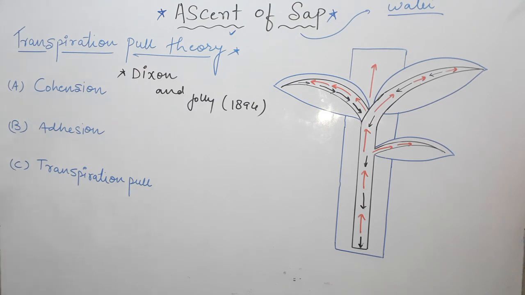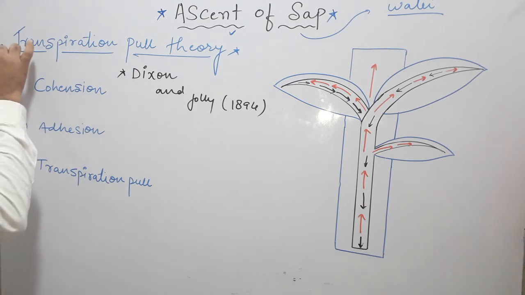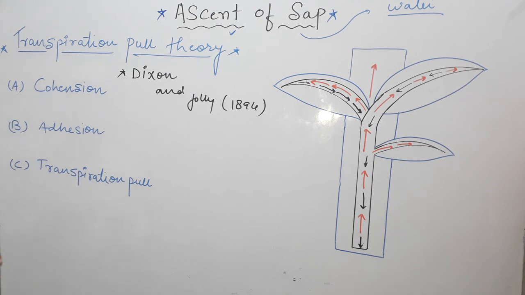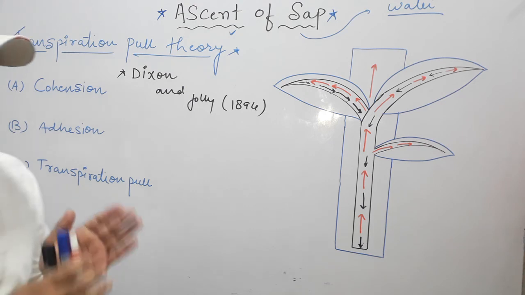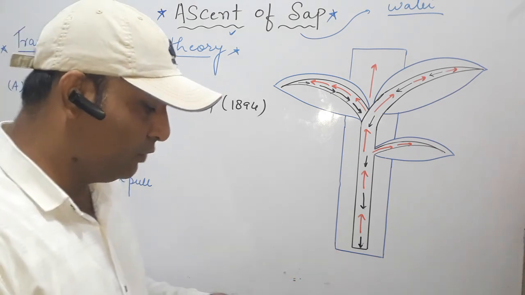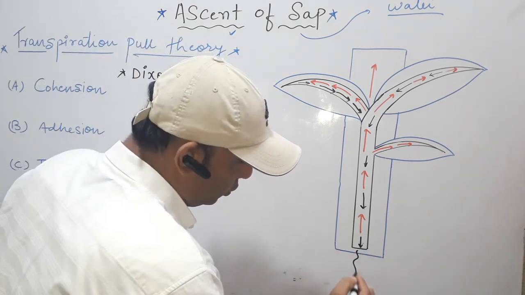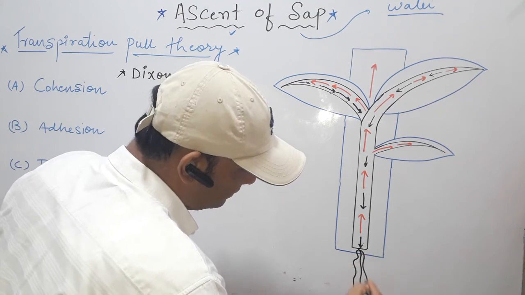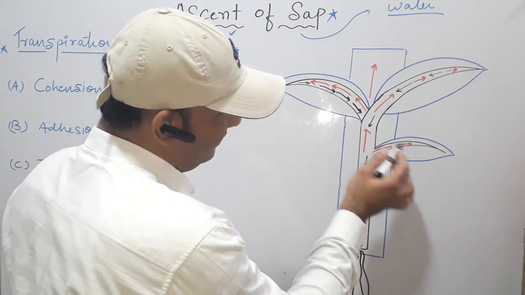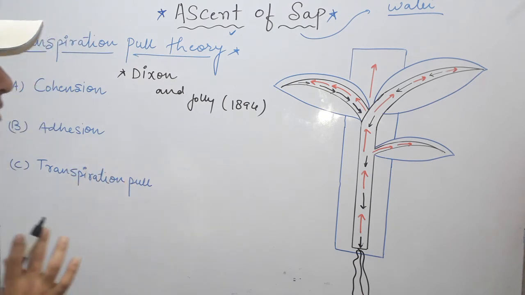Now, many theories have been proposed to explain the ascent of sap. Among these theories, the best fit is the transpiration pull theory. This transpiration pull theory was proposed by Dixon and Joly in 1894. This theory reveals how the water is transported from the root region to the plant, the leaf and different parts of the plant.